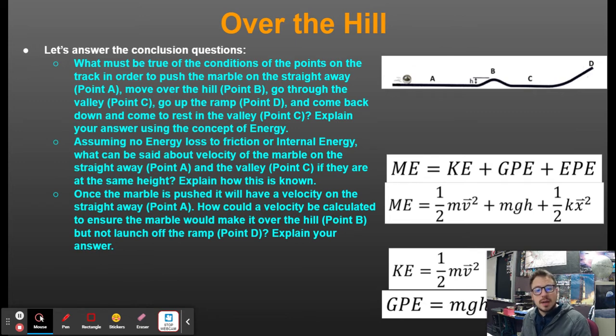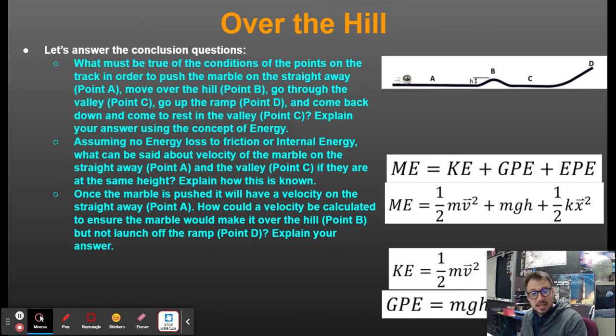Now, let's just say you put that marble on top of the ramp at point D, and it has 12 joules of gravitational potential energy. Well, if at point A you give it any more than 12 joules of kinetic energy, it's going to have a little bit of kinetic energy left over once it gets to the end of that ramp, and it's going to roll off the ramp. So it has to be somewhere in between those.